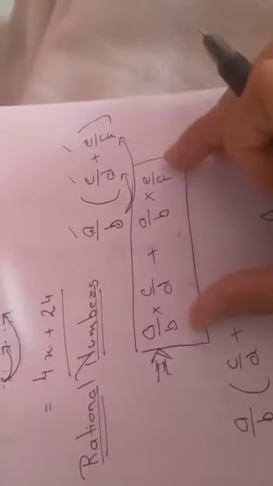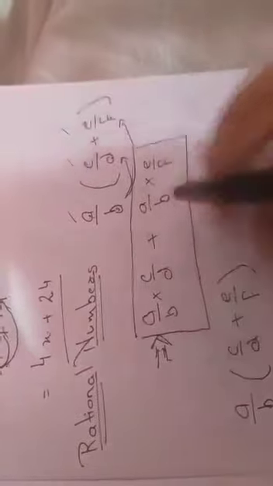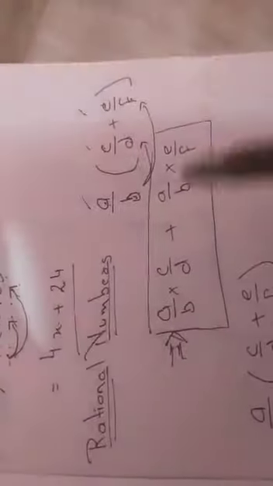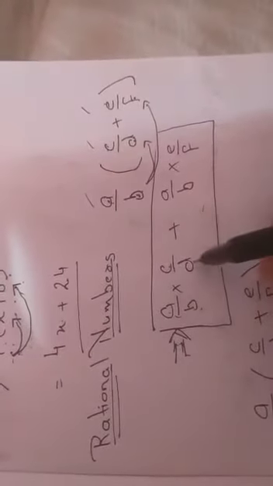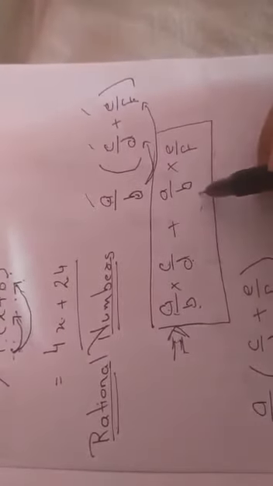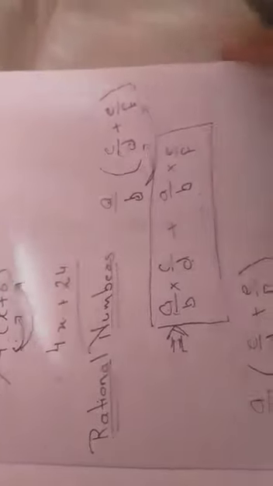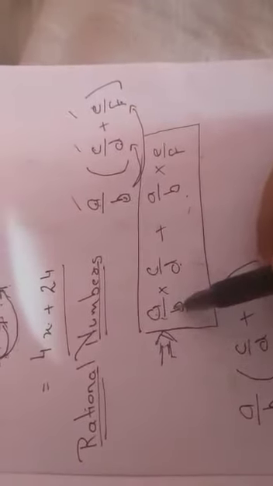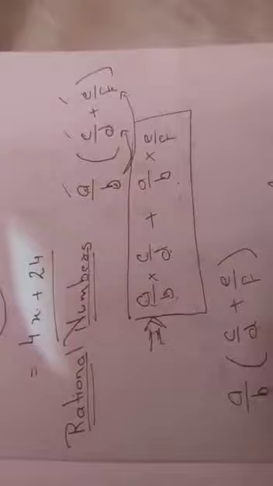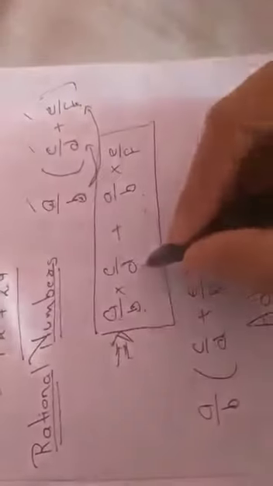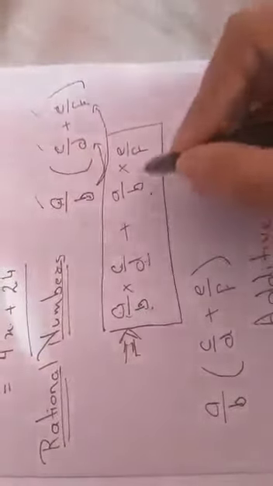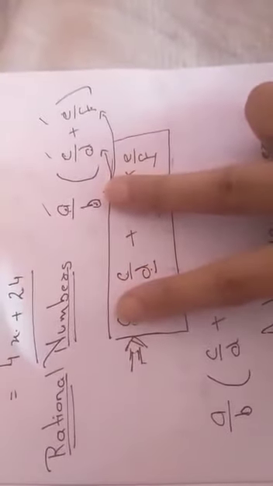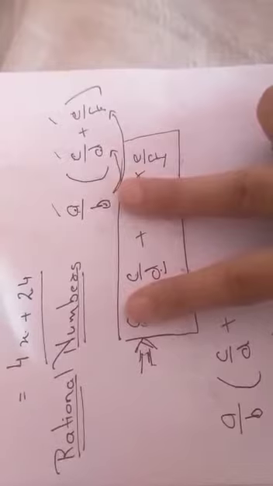In distributive property you will see the common rational number. Here what is common? A by b is common. A by b is multiplied by c by d and a by b is multiplied with e by f. So we can take a by b as a common rational number. Now what is left? C by d plus e by f. Why? Because I have taken a by b common.